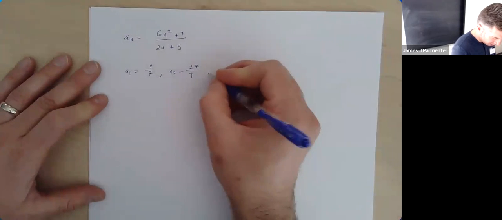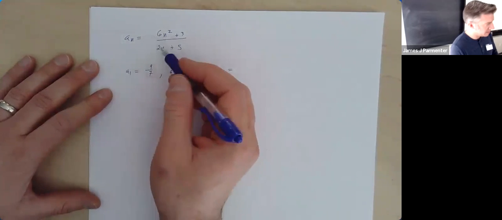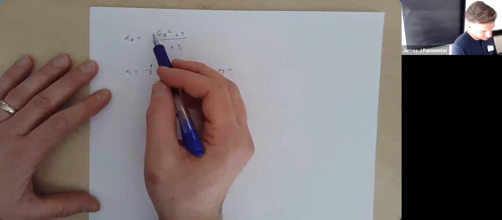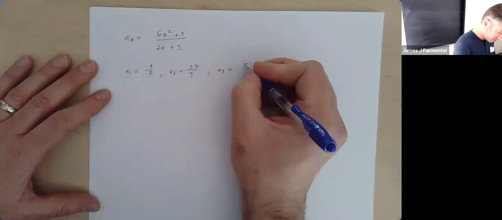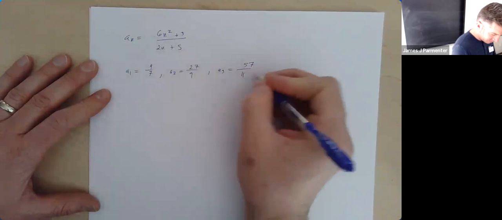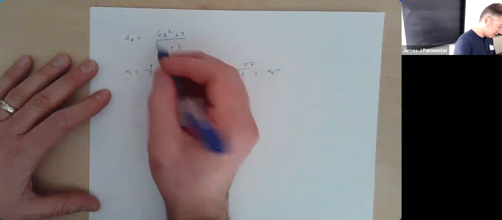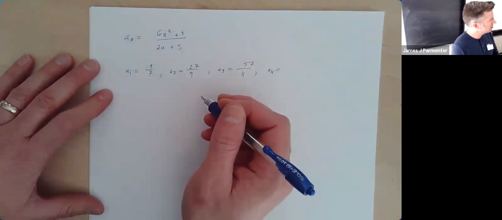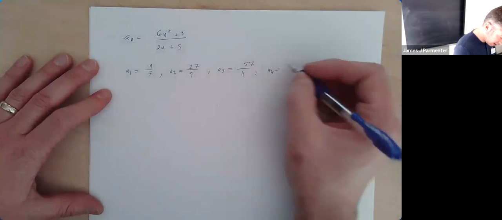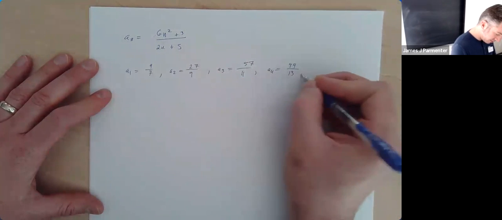But if we keep going on here, the third term is 6 times 9. I mean, it's just doing some arithmetic. 6 times 9 is 54 plus 3 is 57 over 2 times 3 is 6 plus 5 is 11. And fine, we'll do one more. 4 squared is 16 times 6 is 96 plus 3 is 99 over 8 plus 5 is 13.